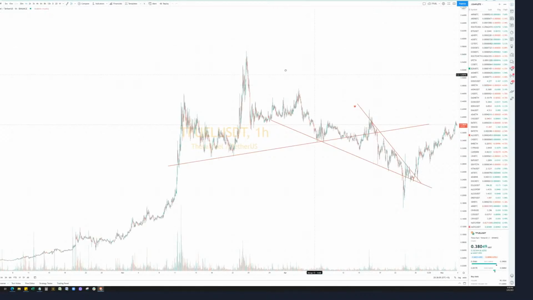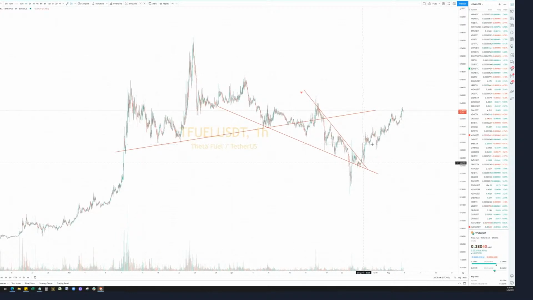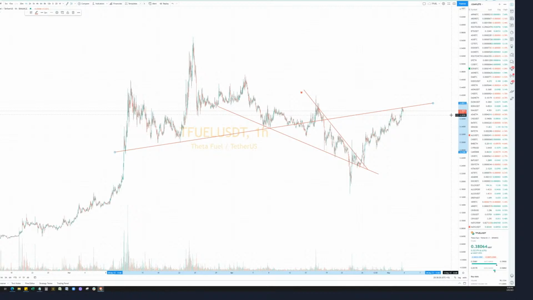See fuel. Such an idiot. I watched it break out and then I didn't enter it, and look what it's done. Now you can see if I was to move this line, no kidding, that's its resistance. It's pretty much hit its target based on this wedge. So a bit of a sell off, I think. I think we'll come down again a bit. I'll be interested if it breaks this level. It looks bullish.